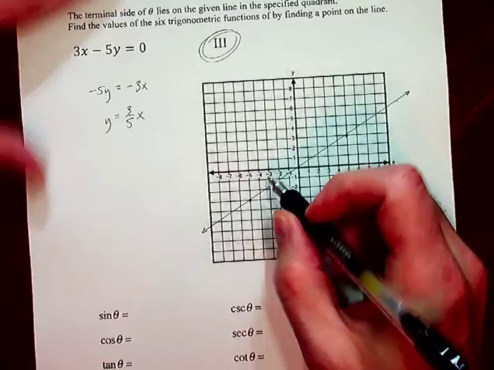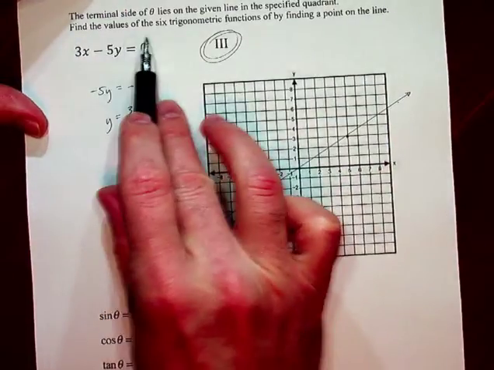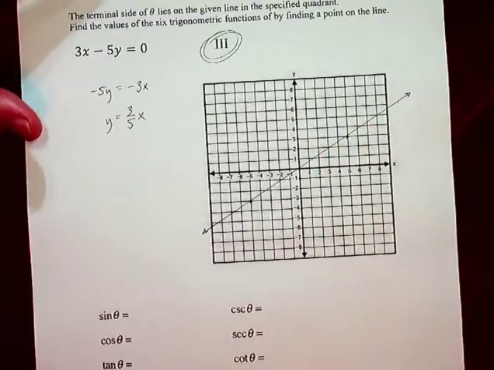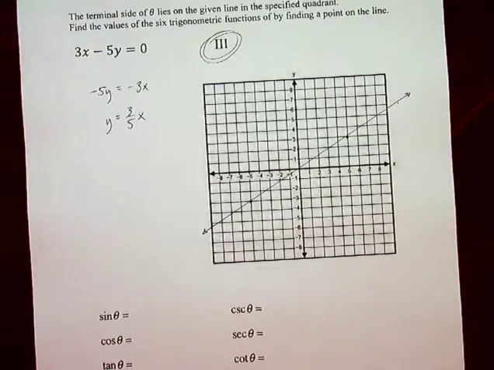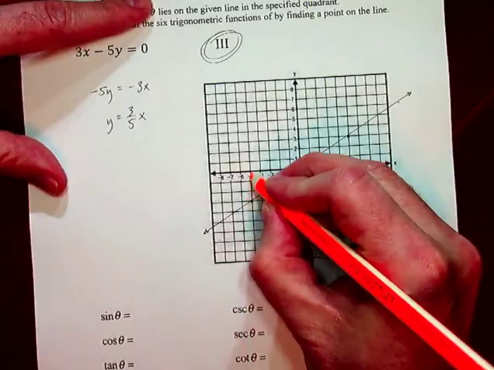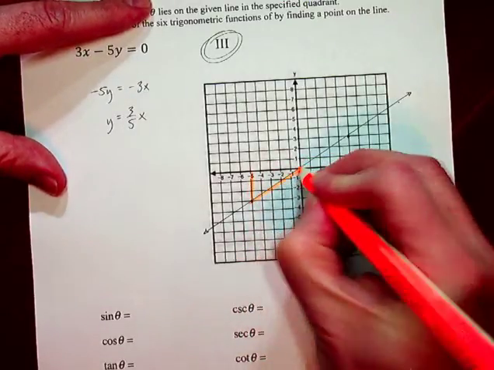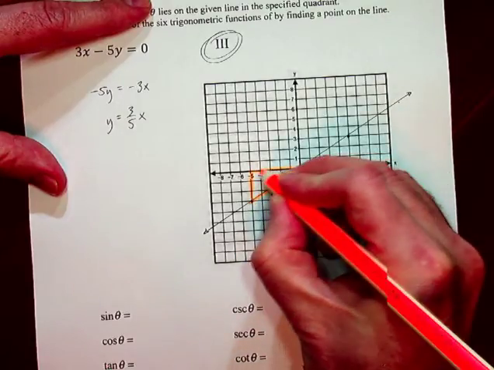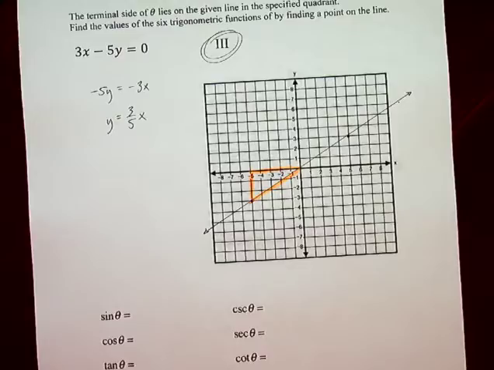Now, it says, find the value of the 6 trigonometric functions by finding a point on the line. Well, here's the thing. It can be any point on the line. And the reason it can be any point on the line is that any point, once you use it to create a triangle, all of those triangles are going to wind up being similar triangles. And of course, similar triangles have proportional sides, and proportional sides give you identical trig ratios.